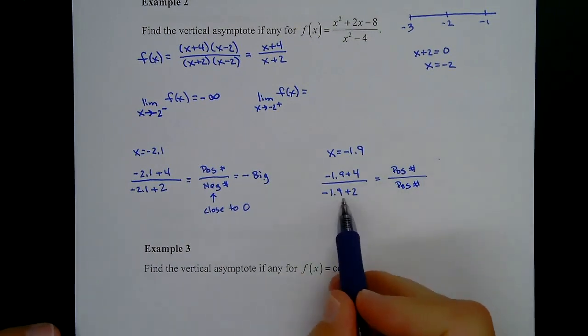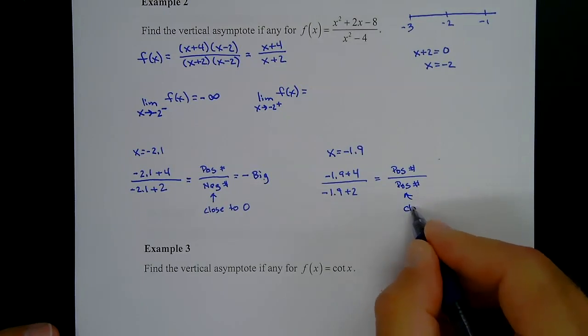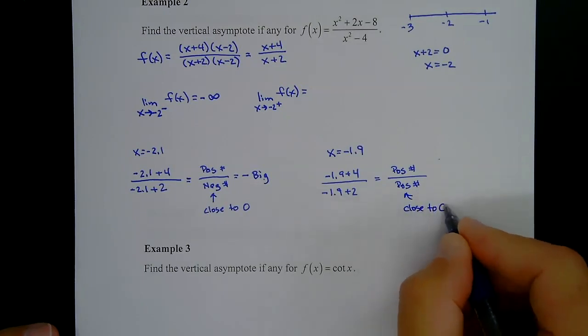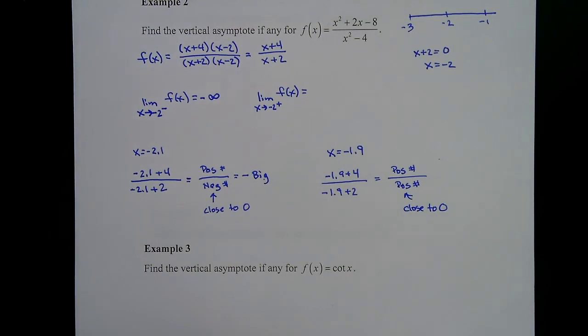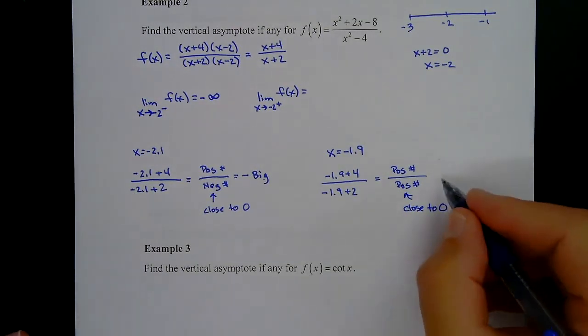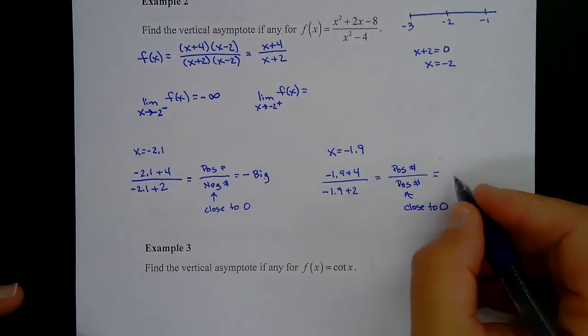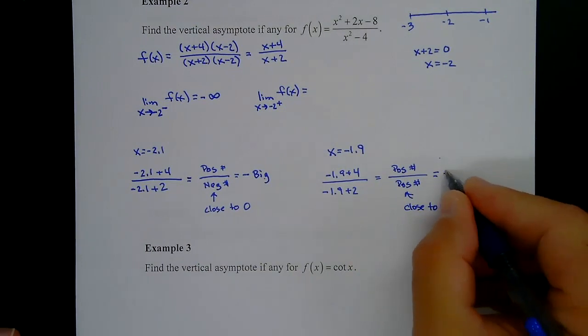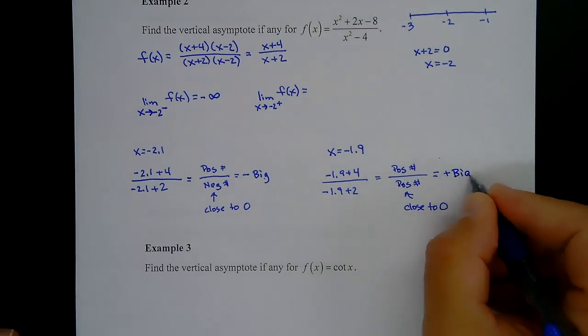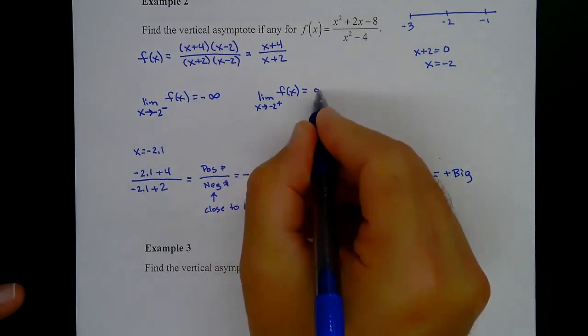But this number, -1.9 plus 2, is going to be really, really close. Those are close to canceling each other out, right? So that just means this is going to be a number that's close to 0 again. So when you take a number that's really close to 0 and you divide by it, that's going to give you a really big number. But because I'm taking a positive divided by a positive, this is going to give me a positive big number, which is telling you up here this one's going to go to infinity.